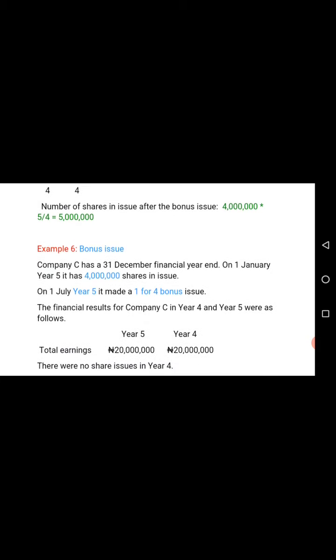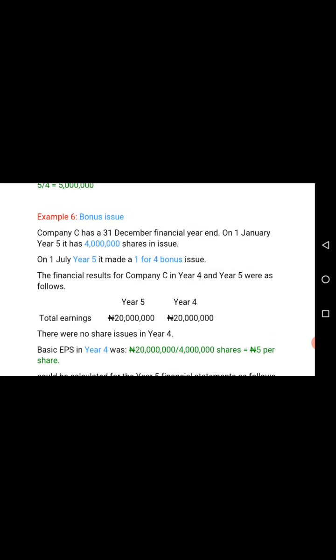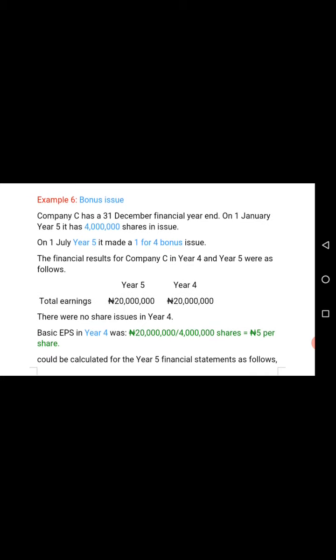So we move over to example 6 on bonus issue. Now we'll be going further. It says company C has a 31st December financial year end. On 1st January year 5, it has 4 million shares in issue. Now we'll take note of the years. The years are very important to avoid confusion. That's why I highlighted them. It's made a 1-for-4 bonus issue. The financial results of company C in year 4 and year 5 were as follows.